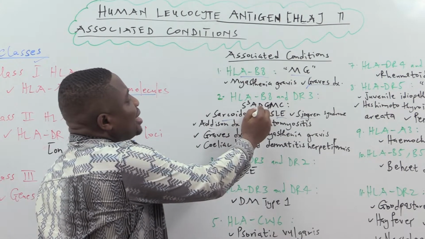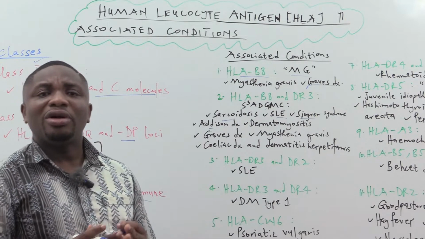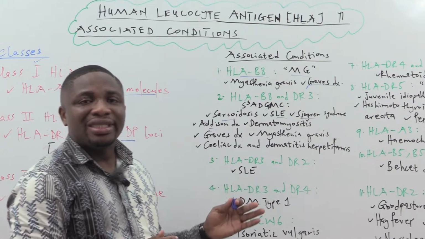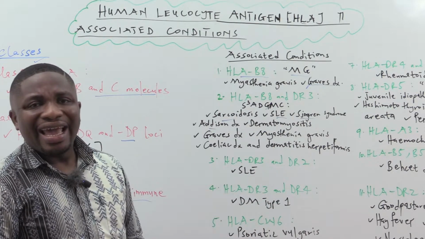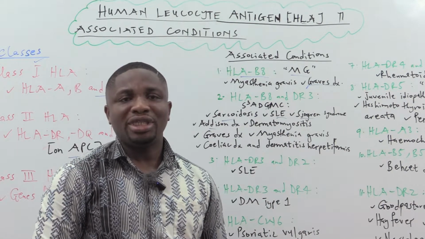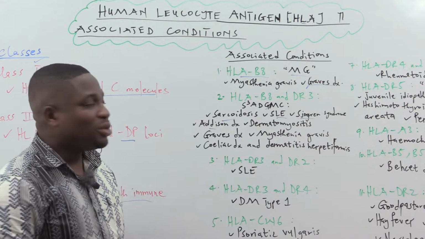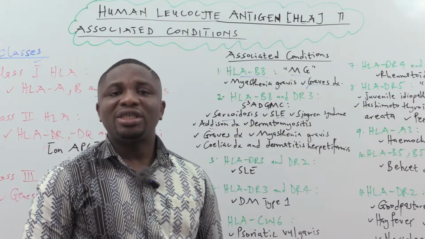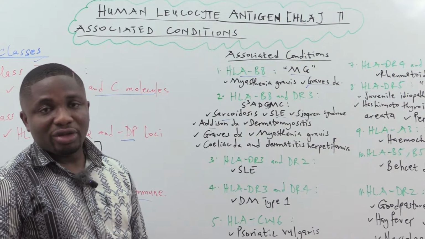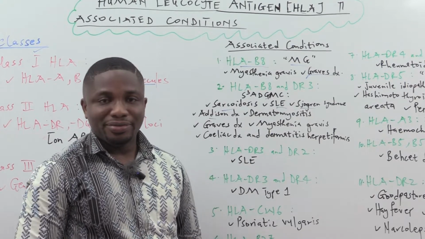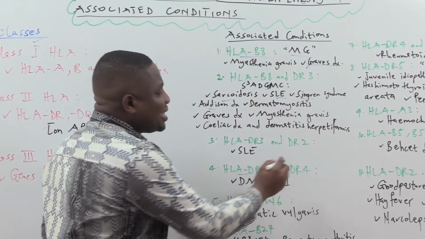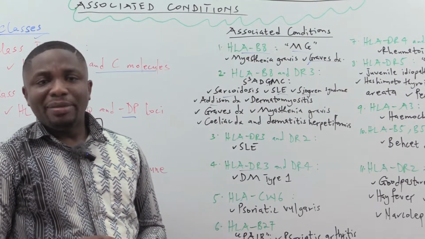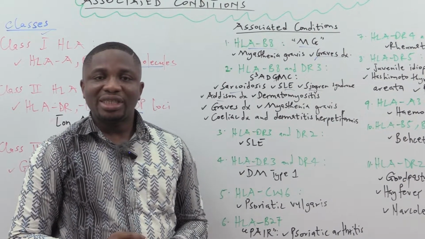Then we come to the GMC. The G will be Graves' disease. The M, myasthenia gravis. Then the C will be celiac disease and dermatitis herpetiformis. Let's move on to the next one, which will be HLA DR3, DR2. It is associated with systemic lupus erythematosus, that is SLE. And the next one will be HLA DR3, DR4. If you go into the world of diabetes, diabetes mellitus type 1 will be the associated condition.